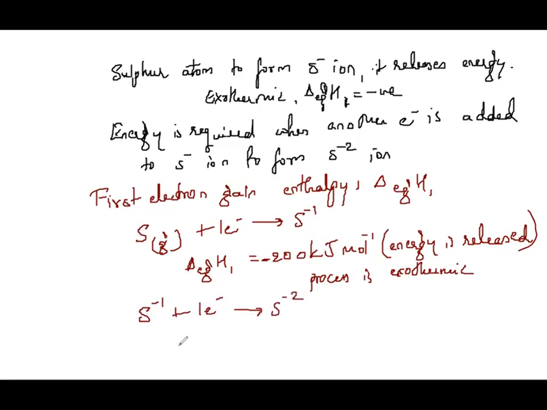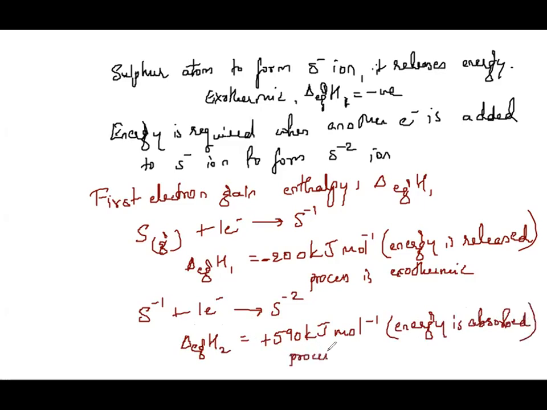Now, the S minus 1 ion gains one more electron, forcibly, to form the S minus 2 ion. The delta Eg H2, that is the second electron gain enthalpy, is plus 590 kilojoules per mole. What does this say? That for the uni-negative sulfur ion to form the di-negative sulfur ion, 590 kilojoules of energy is absorbed. The process is endothermic.